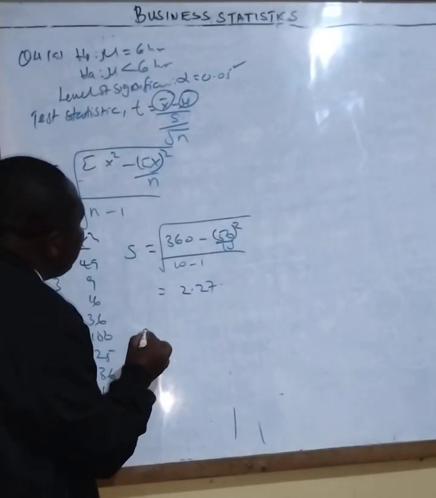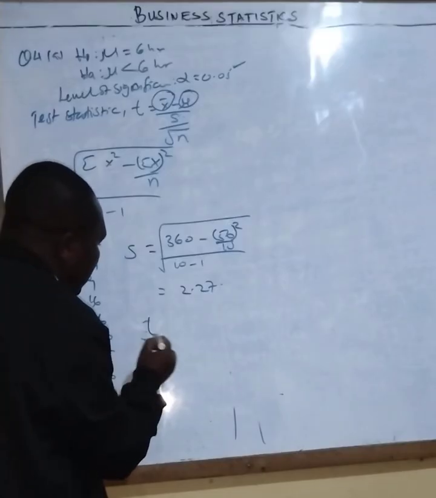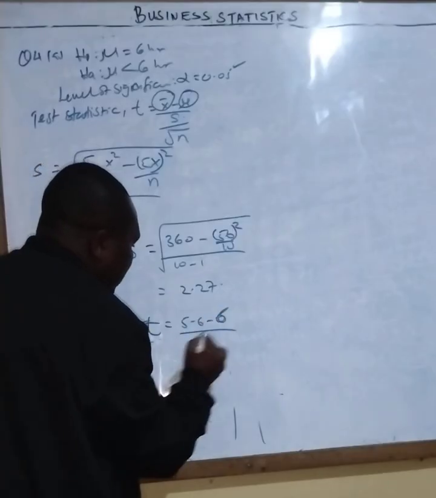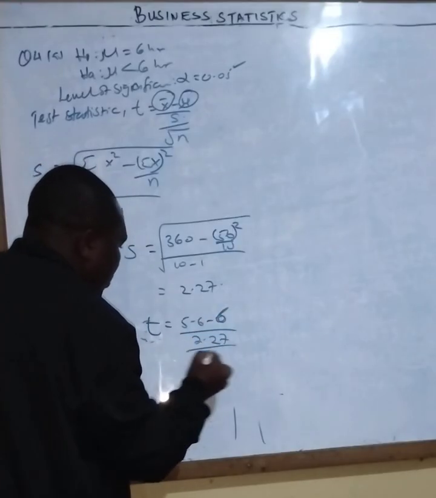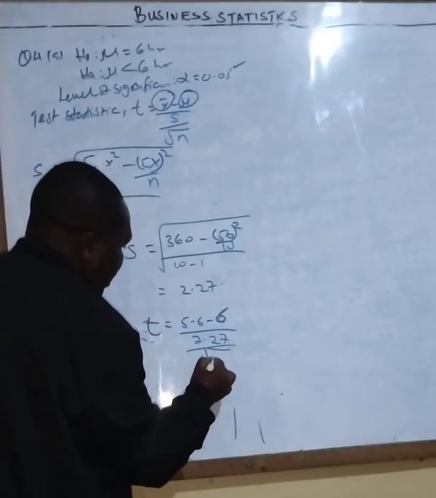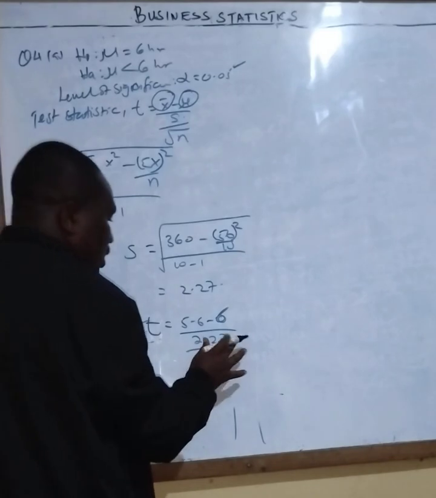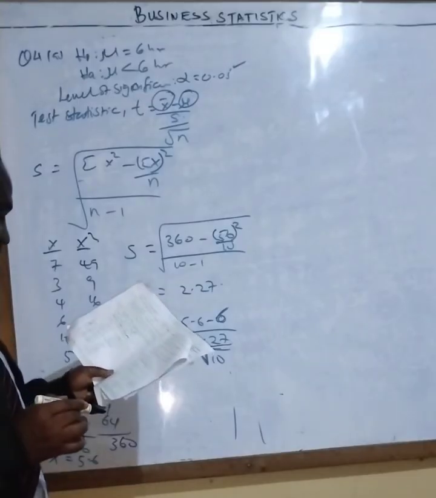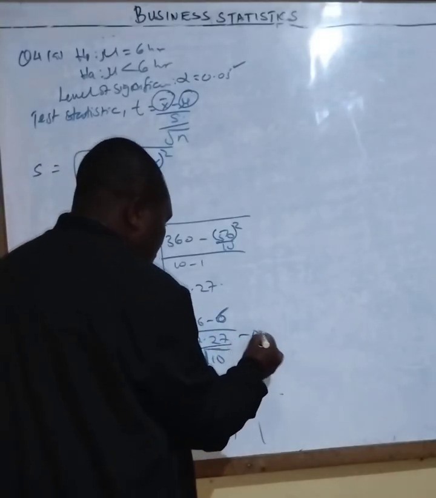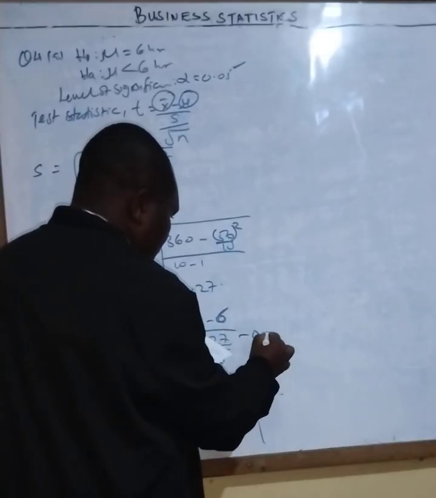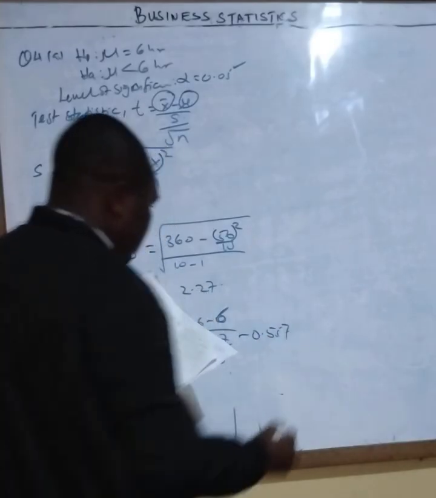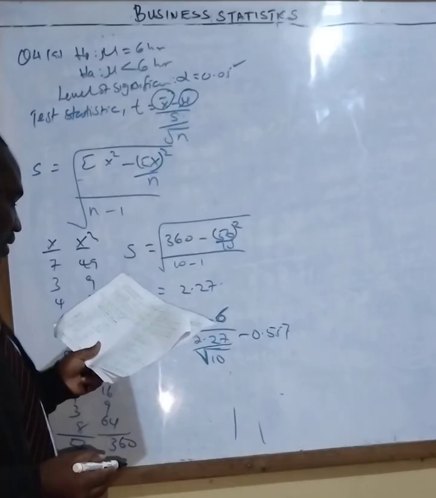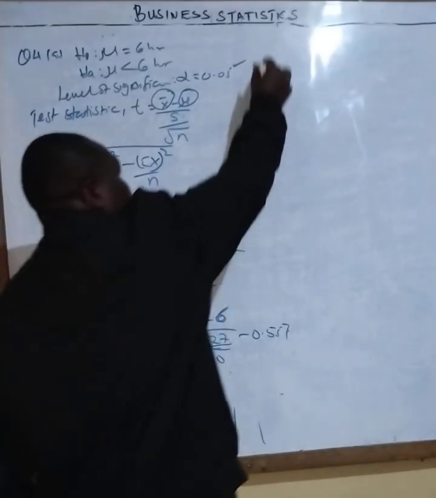So you come now and say, okay, your t now is the mean, which is 5.6 minus 6, divided by the standard deviation of 2.27, divided by the square root of n, which is 10. So if you press your calculator very well, class, for t, the answer you get is negative 0.557.